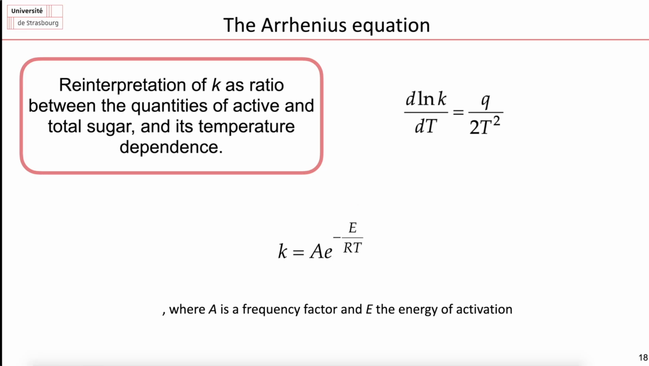So if we work this out a bit, we end up with the famous Arrhenius equation, which relates the rate constant to a frequency factor and the energy of activation. So this activation energy really comes from Arrhenius talking about active sugars, which are a small part only that are the ones that actually undergo the chemical reaction. So he introduced the concept of activation, but still the physical explanation of this activation was a bit vague at that time.